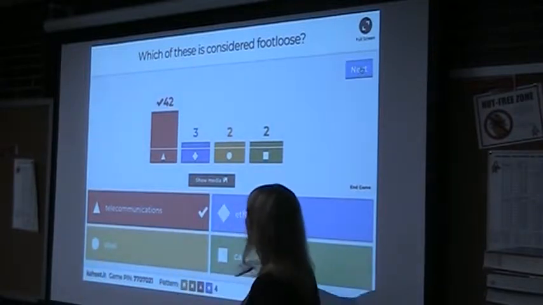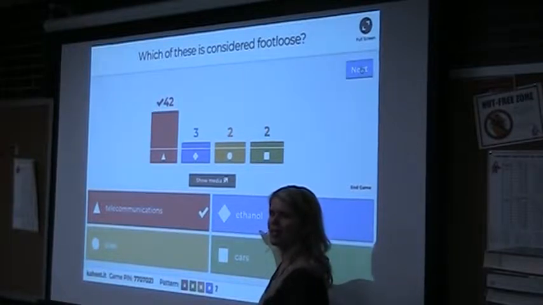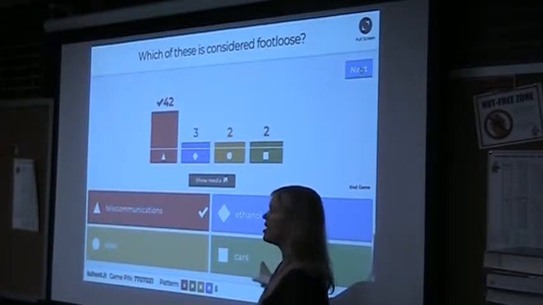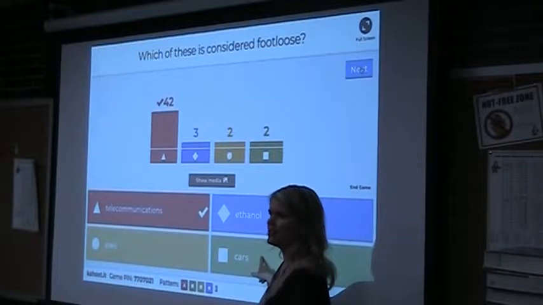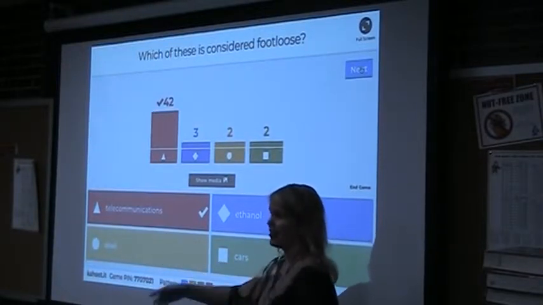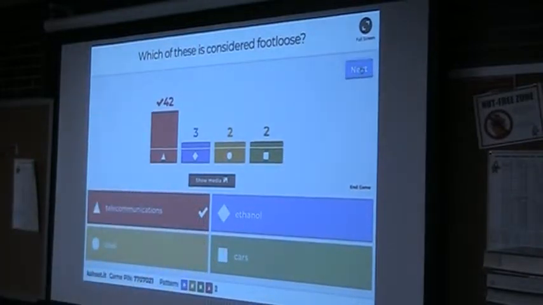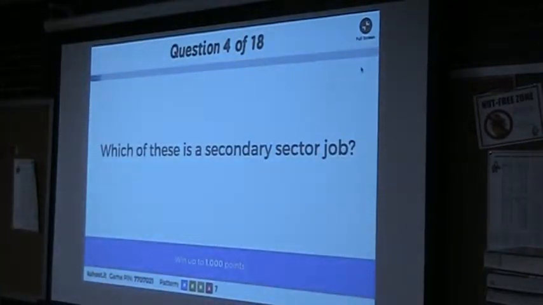But the rest of these are tied. Ethanol will be tied to where they make what? Corn. Cars need to be near the market, so they're bulk gaining. Steel, bulk reducing, near the iron ore, the coal. Back to sectors of the economy.